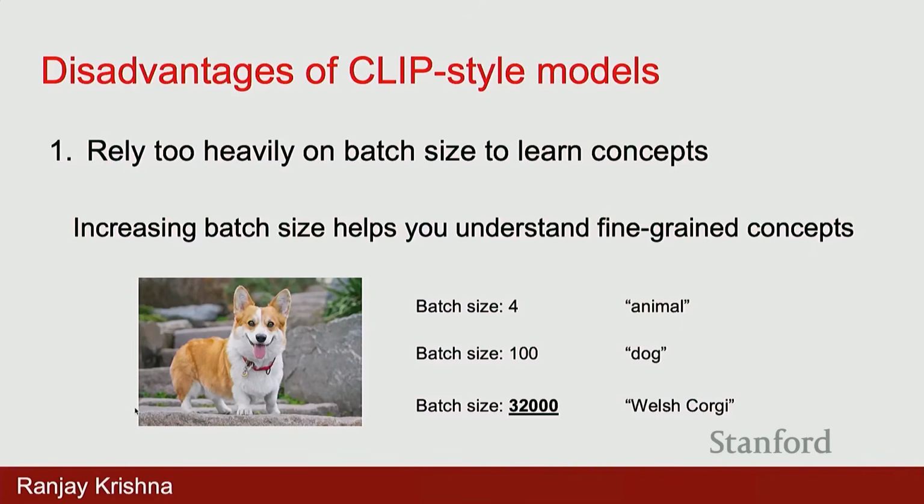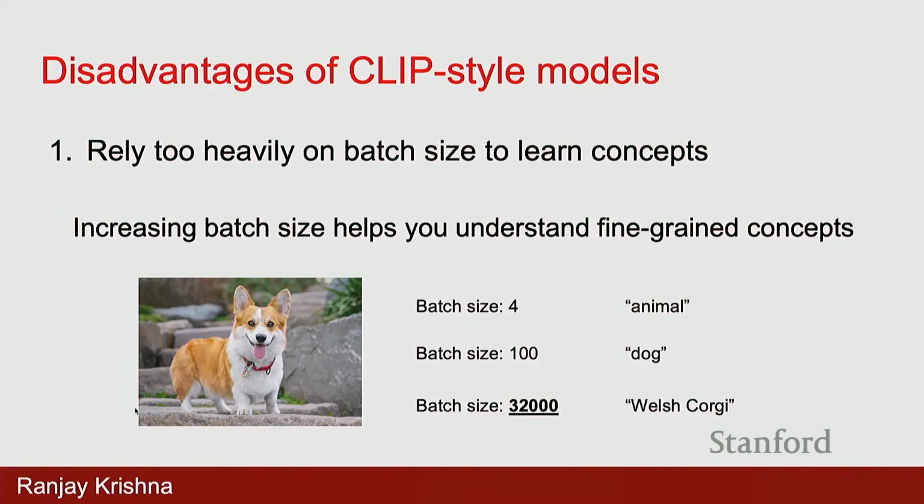Instead, what you get is some sort of representation that's kind of okay at some high level, but if you increase the batch size, you're more likely to encounter other animals that are similar to the cat. And then you learn a much better representation. And then, of course, if you increase your batch size to, let's say, 32,000, and you train it across many, many GPUs, then suddenly you start learning really good representations. You can actually start identifying a Welsh corgi versus another corgi.